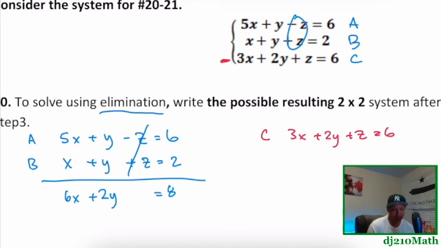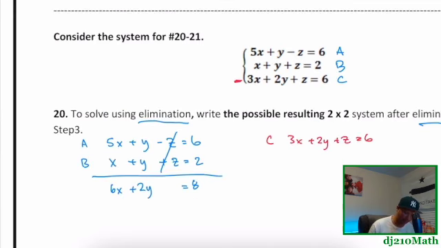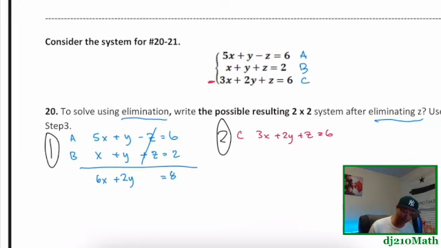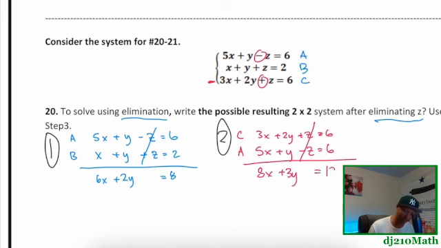A or B. But I want to choose it so that z cancels, right? Because z canceled in step 1. This was step 1. I'm doing step 2. I need to choose A or B so that z will cancel. So I'm going to choose, so this is positive. I need the negative one. So I'm going to choose A. So 5x plus y minus z equals 6. So when we add, the z's cancel. 8x plus 3y equals 12.